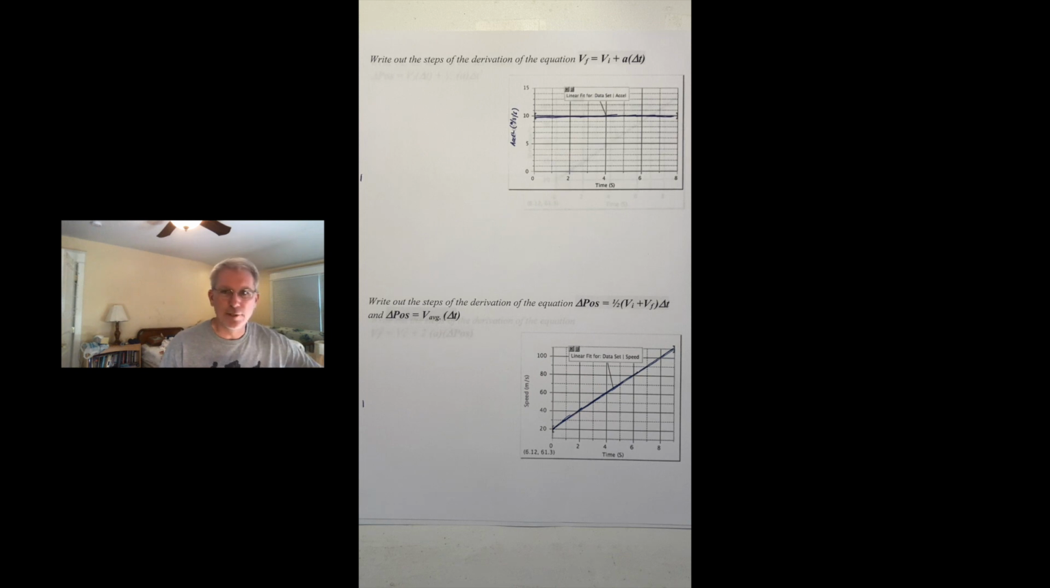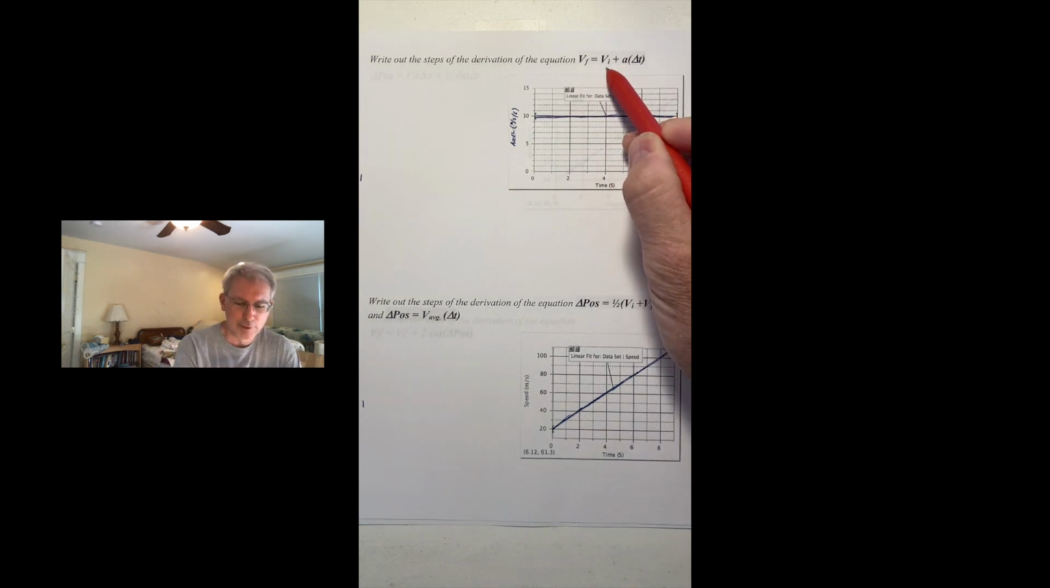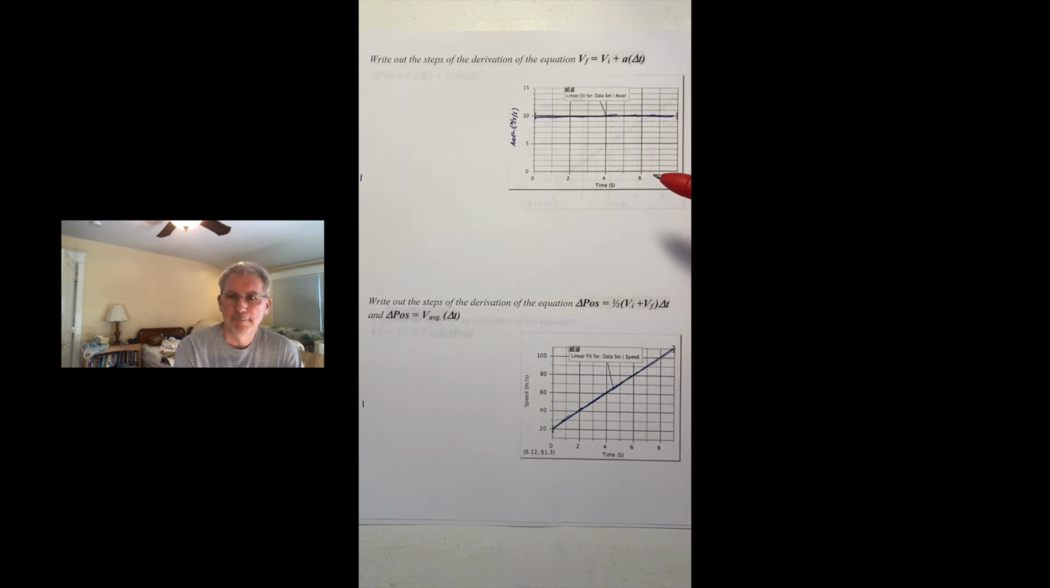So there is an equation that's pretty important. It's your final velocity equals your initial velocity plus your acceleration times time. And we want to find out, where does that equation come from? So again, we're going to take a look at the slope of this graph, and we're going to take a look at the area underneath it. Okay, so let's start with the area part.